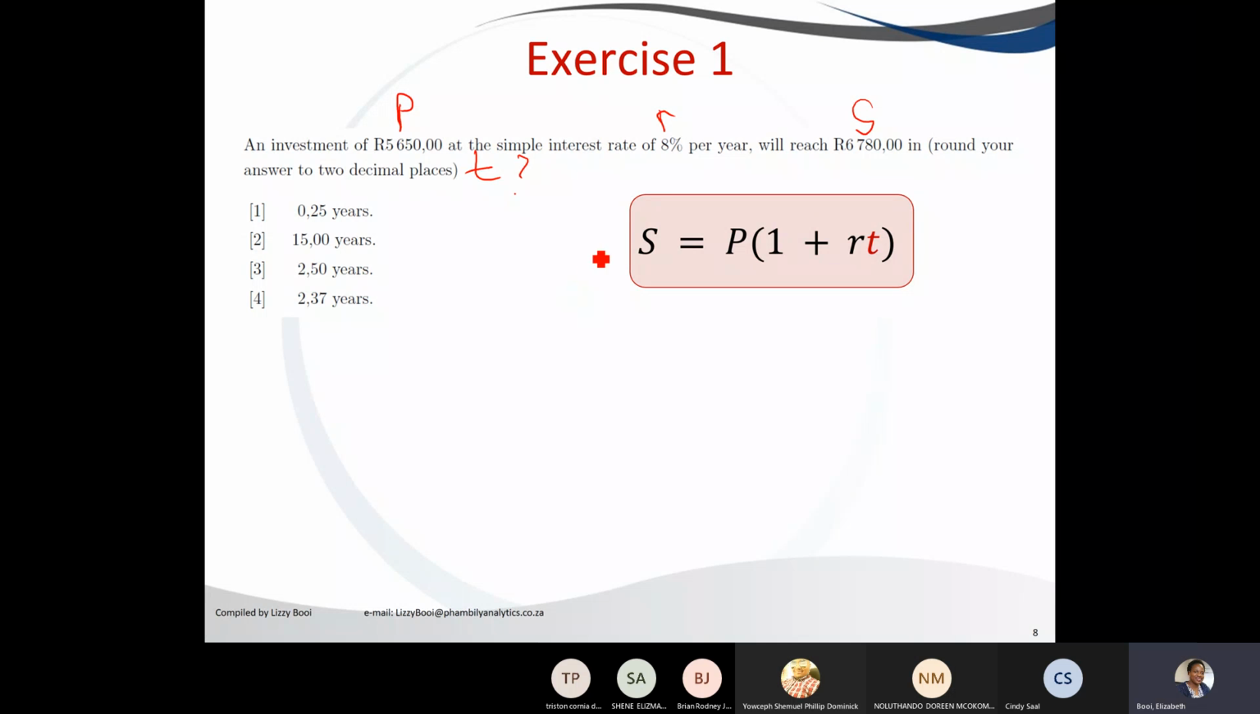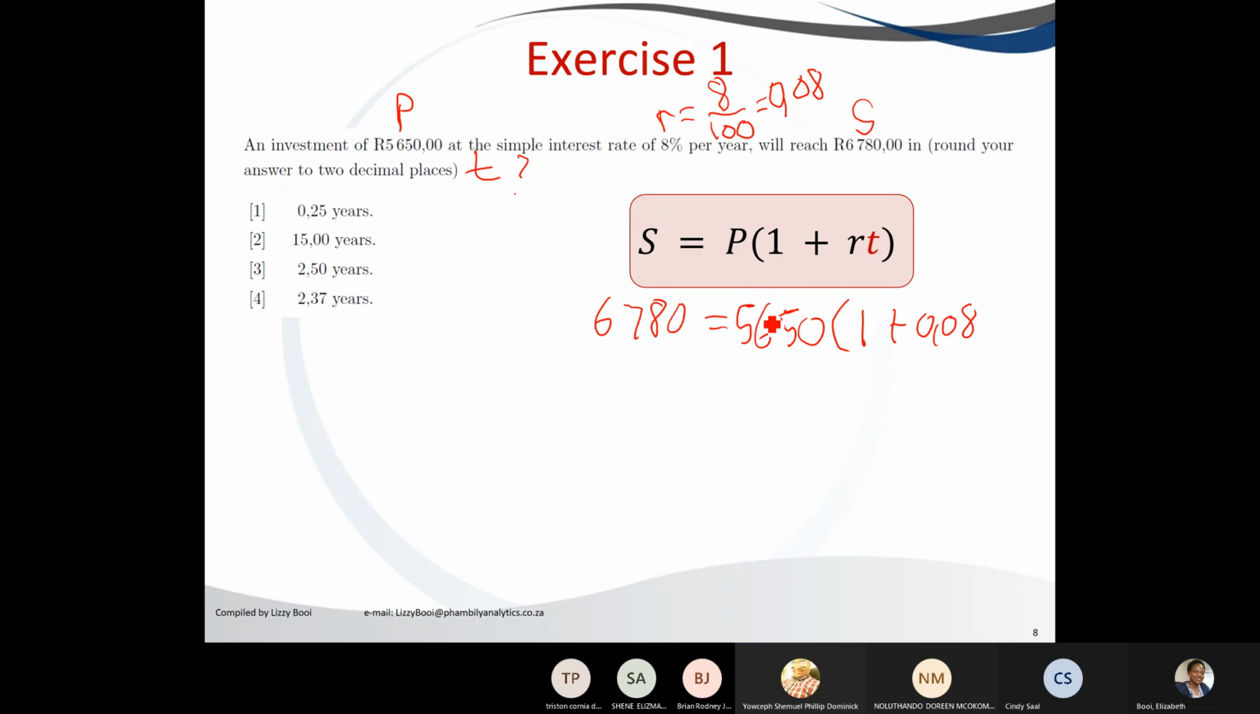So our future value, 6,780, equals our present value, 5,650, times 1 plus our rate. Remember, it's 8%, so it will be 8 divided by 100, which becomes 0.08. So we substitute 0.08, and T is what we are looking for.